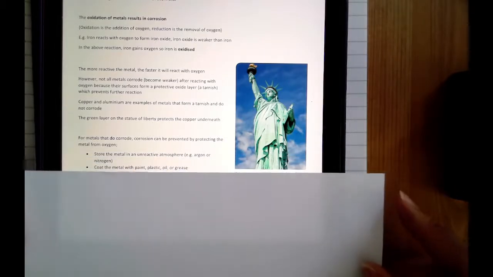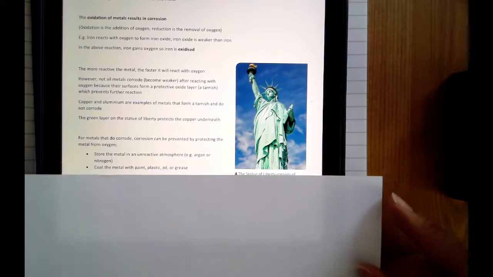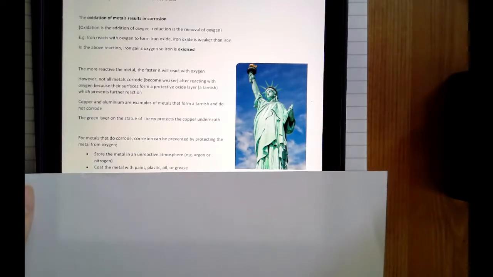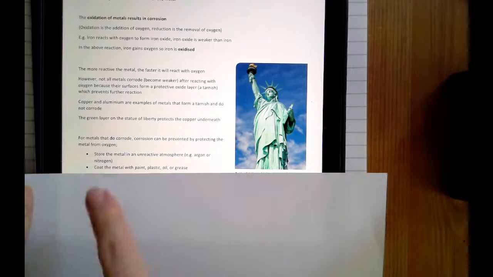So there's a couple of things you can do. One, this is obviously not if you build something, but if you just want to protect the metal from oxygen, you can store it in an unreactive atmosphere. So argon is a group 0 element. It's a noble gas. It's very, very unreactive. So instead of having the space above your metal filled with oxygen, you could remove the oxygen, fill it with argon or even nitrogen, and the metal won't react.